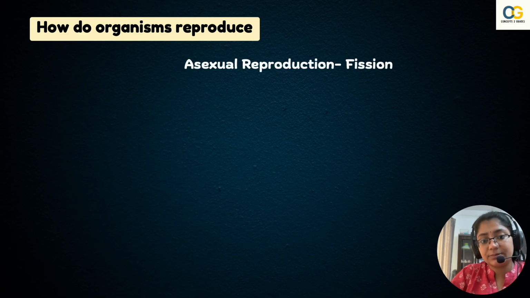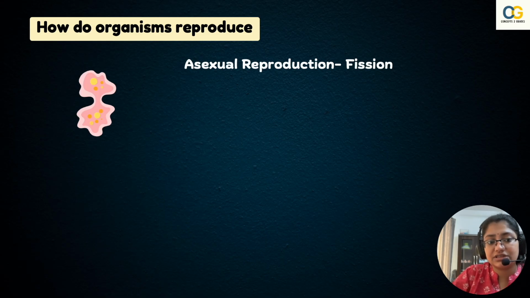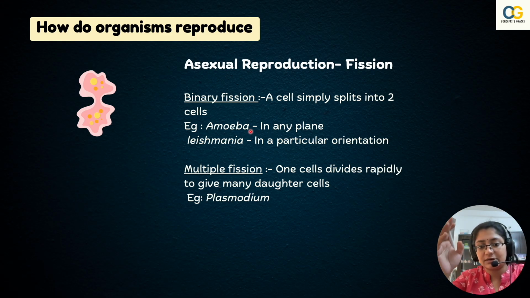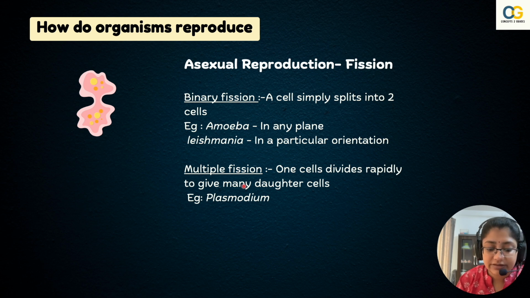So in asexual reproduction, first we are seeing fission. In fission, mostly we have two types. One is called binary fission, where a cell simply splits into two cells. This happens in amoeba in any plane, and there is another organism called Leishmania, which only splits in one particular direction. In one particular orientation, it will split.